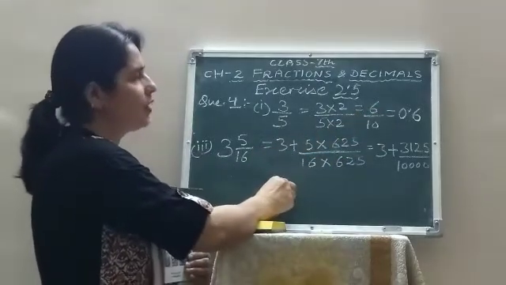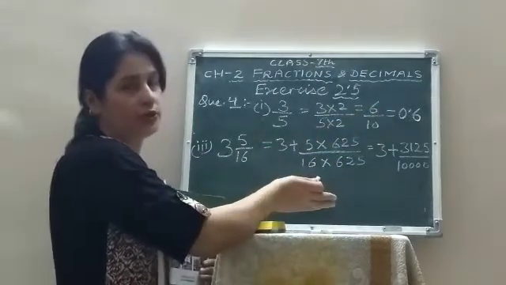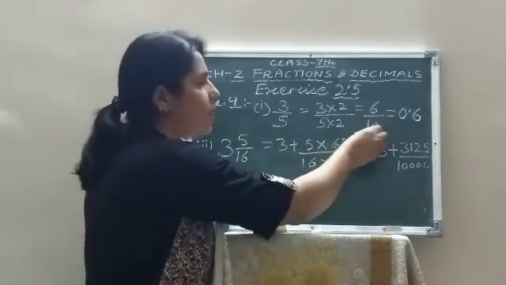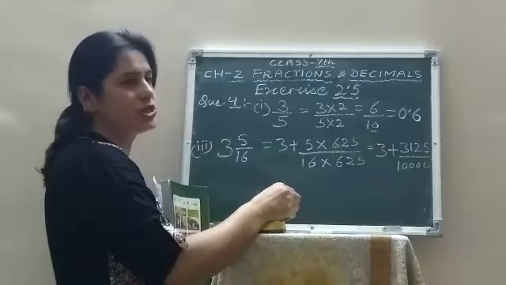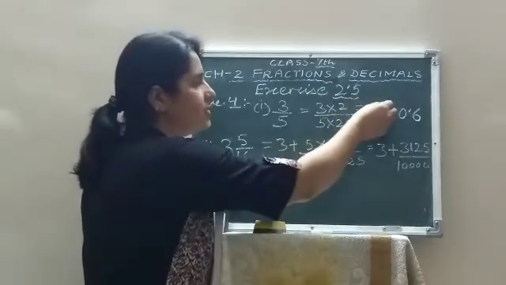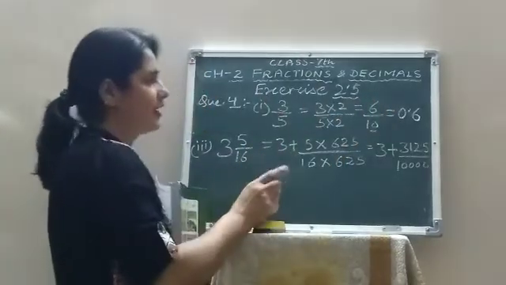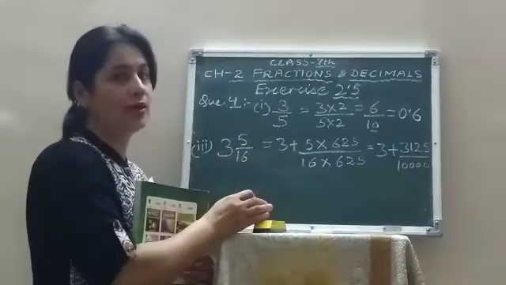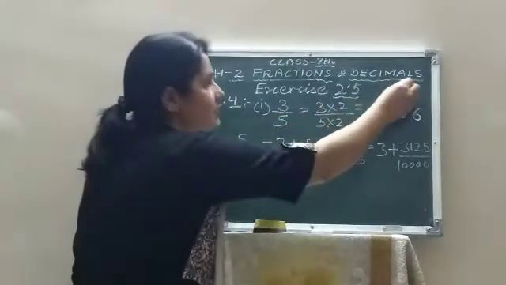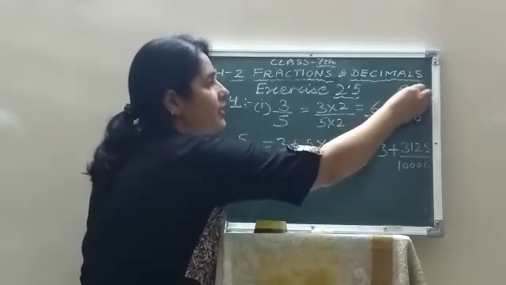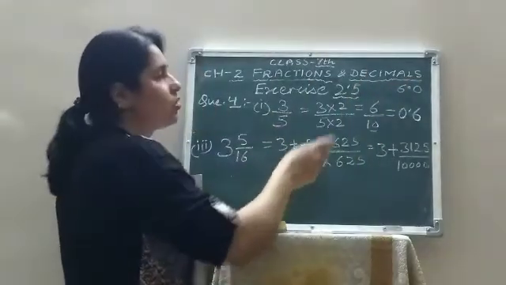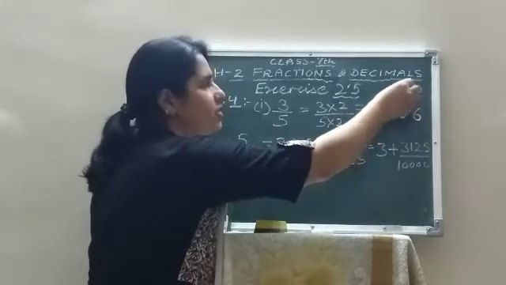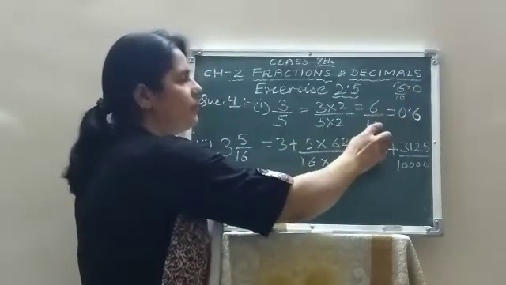Now 6 upon 10 can easily be converted into a decimal number. Because there is only 1 zero, the point will shift 1 digit to the left. Children, you know in 6, a whole number, how can you write a whole number like a decimal? 6 means 6.0. So by dividing by 10, the decimal will shift one digit to the left, so it will become 0.6.